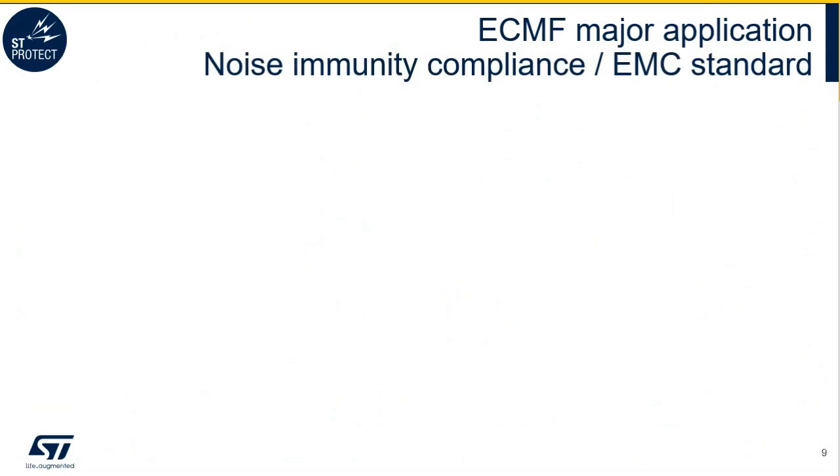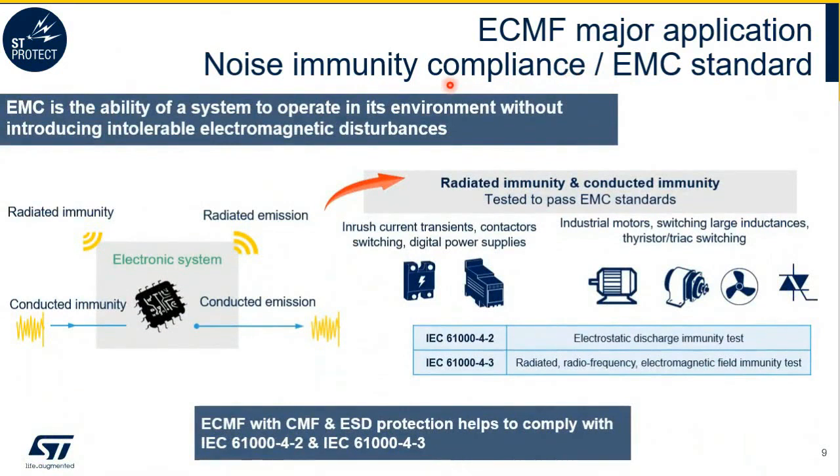Let's see the second major application of our ECMF, with the EMC standards. The EMC, electromagnetic compatibility, is the ability of an equipment or a system to properly operate in its electromagnetic environment by limiting the interference of electromagnetic energy. The EMC consideration is key in the industrial market, with a wide range of sources of EMI. Some examples here are power supplies, electric motors, and switching power converters.